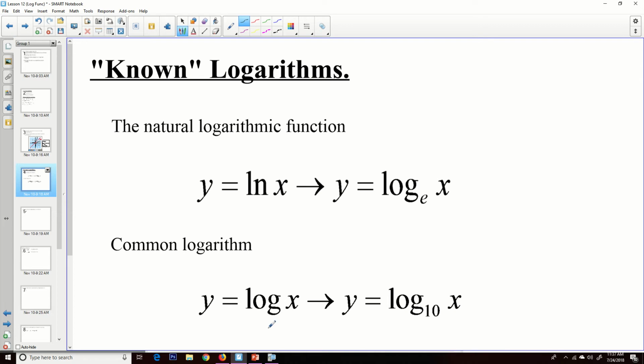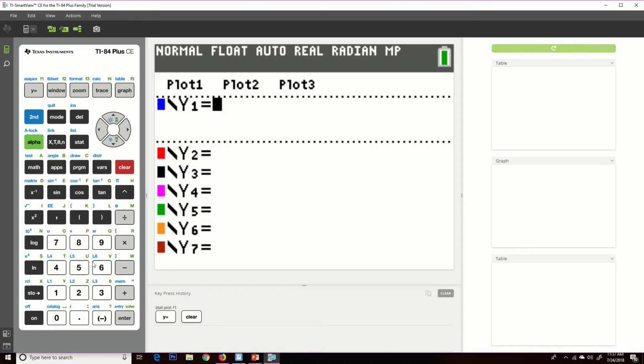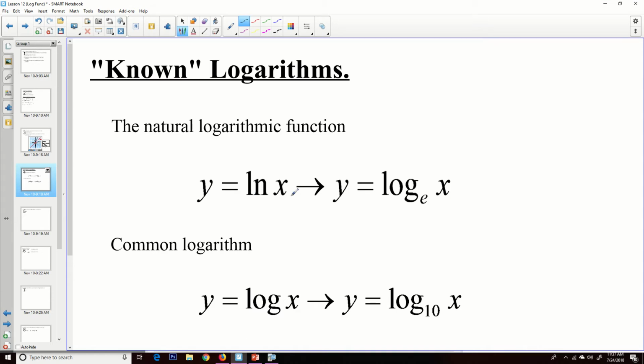Some known logarithms, and when I say known, I put it in parentheses because we really can know any logarithm, but the graphing calculator has two logarithms built in, and you can do other bases, but we have ln and log on the graphing calculator. And so ln is just log base e, and when you see a logarithm with no value here, we're going to consider it to be log base 10.